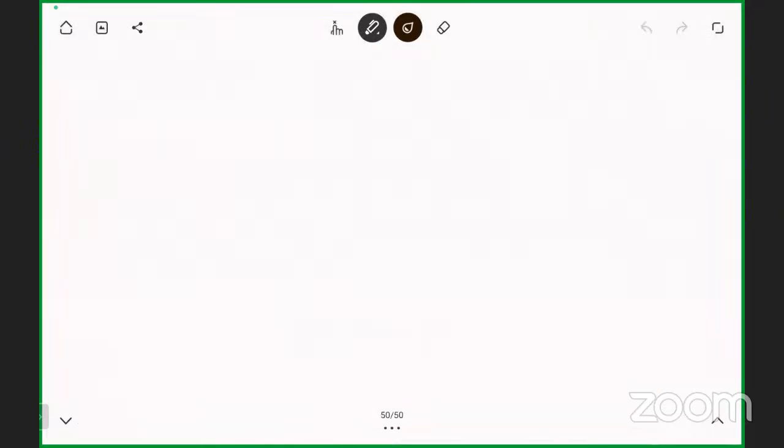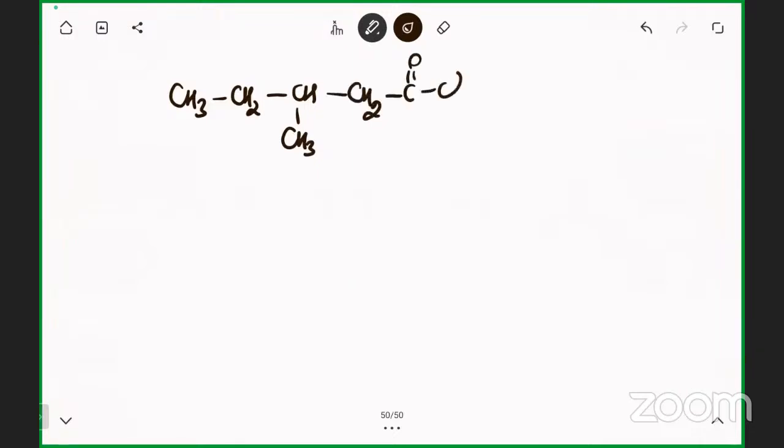Okay, then tell me the name of this compound now. CH3, CH2, CH, single bond, CH3, CH2, C double bond O single bond Cl. We'll do the numbering from the side where the functional group is. So COCl is the functional group right now. So we'll number from the right hand side: 1, 2, 3, 4, and 5. On the third position, we have a side chain. So it will be 3 methyl.